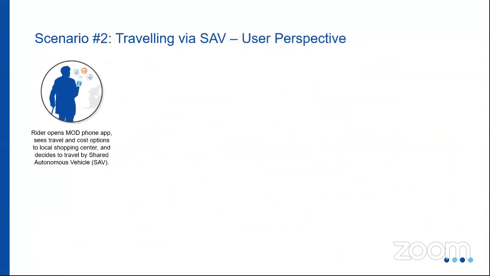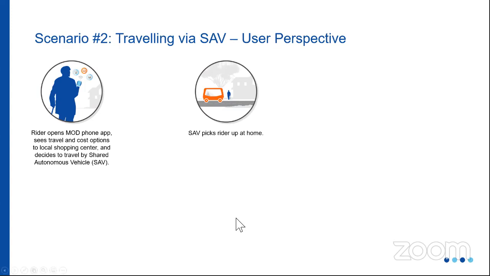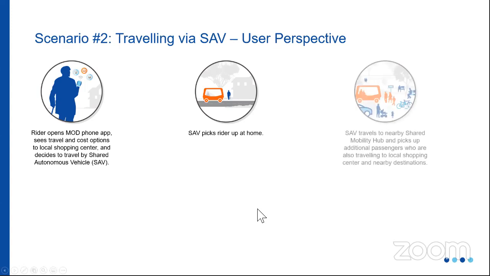So this is our SAV. So we have a rider in the morning and they are going to their local shopping center. They go through the same process of opening up their app and having multiple options provided to them. They decide that they're going to take a shared autonomous vehicle. They hail that, the shared autonomous vehicle picks them up at their home and then takes them along their journey to a shared mobility hub.